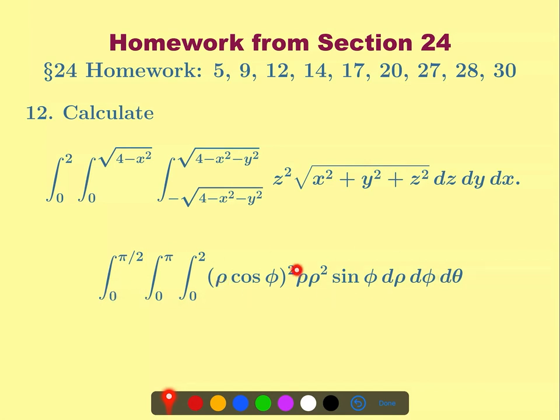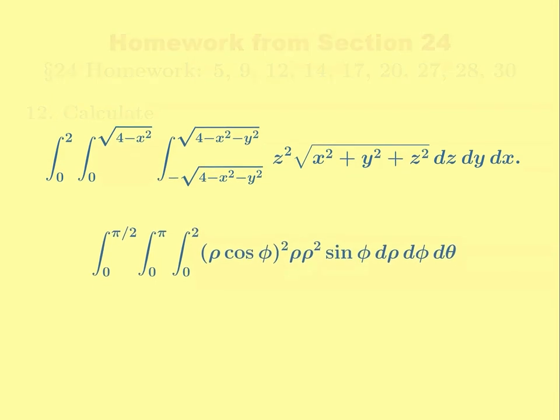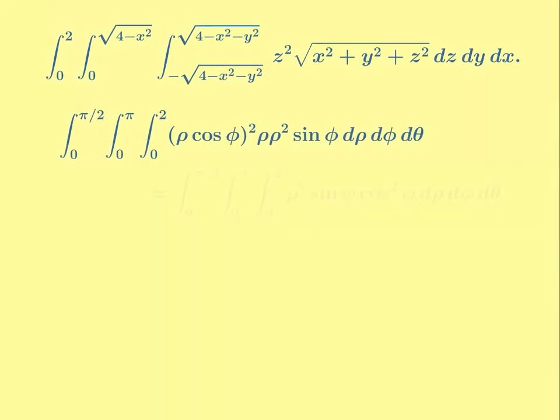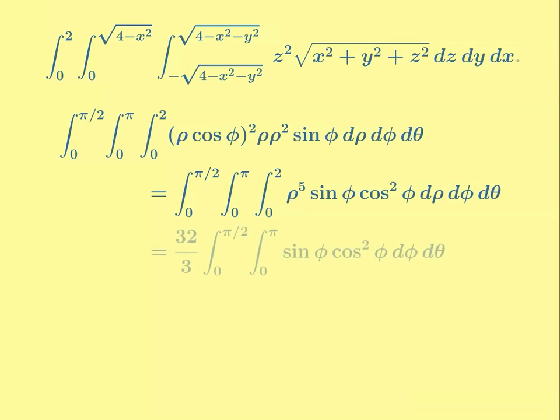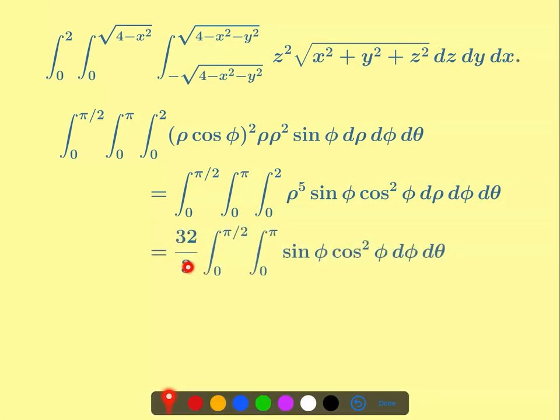We can see we have a rho squared from here, a rho, and a rho squared, so rho to the 5th, cosine squared phi, and a sine phi. So let me rewrite that. This is what we're integrating. We're integrating with respect to rho first, so we'll have rho to the 6 over 6. That's going to be 64 over 6 and then minus 0, but 64 over 6. And we can cancel a 2 to make that 32 over 3. So integrating with respect to rho is going to give me a 32 over 3.